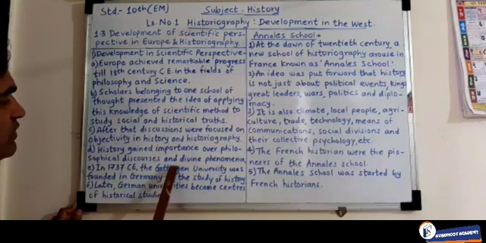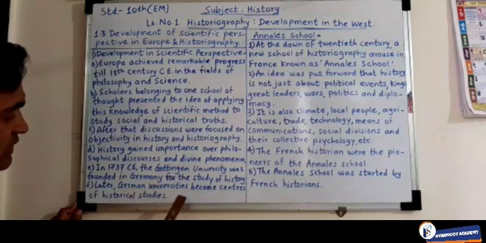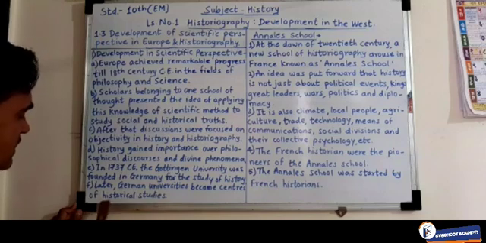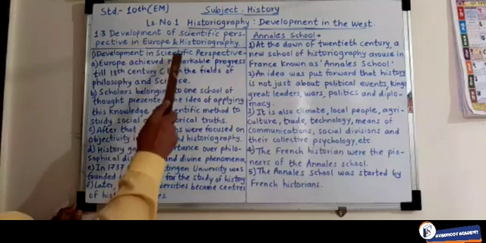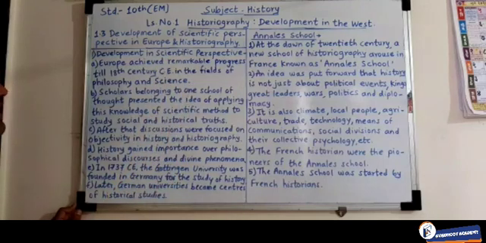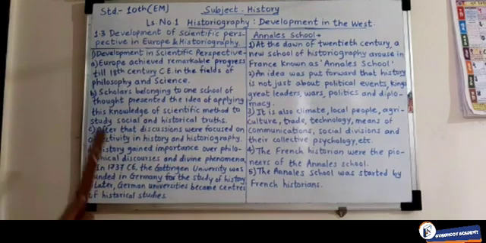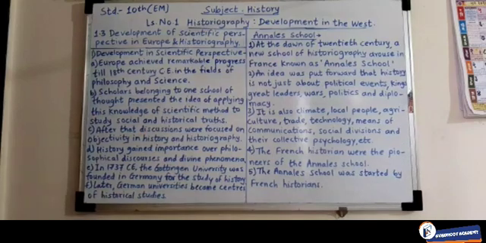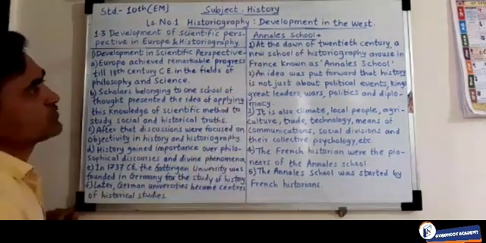Likewise, Göttingen University and some other German universities also became centers of historical studies. So in this way we have seen the scientific perspective, which was very helpful for development. We have seen some points here. Now the next point is the Annals School.